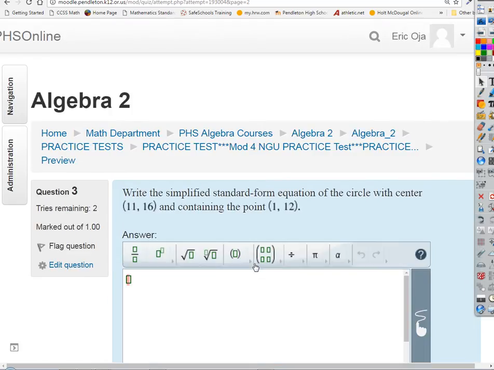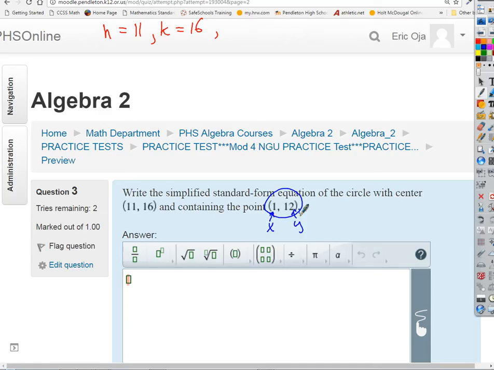Okay, how about this one? Write the simplified standard form equation of the circle with center (11, 16) and containing the point (1, 12). Okay, so they're giving us two things, aren't they? They're telling us h and k. h is 11, k equals 16, but they're also telling us a point. This is a point on the circle, right? So that's a value of x and y. So x could equal 1 and y could equal 12, right?